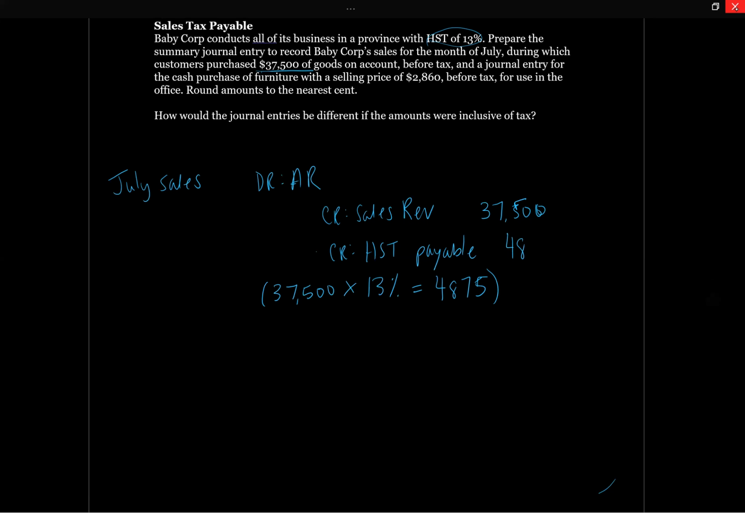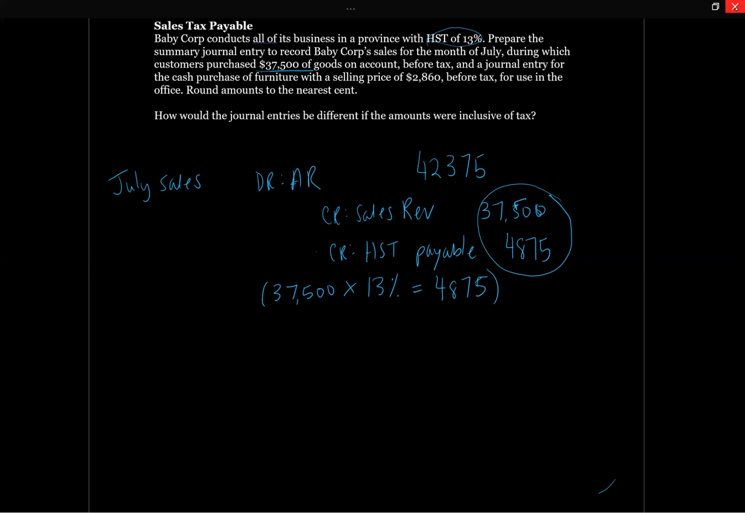So 4,875 here. And then our AR is just going to be the balance because customers are going to owe us this entire amount. They're not going to settle the HST and tax and not settle the sale. They'll either settle the bill or they'll put it on their account. So this is going to give us AR of $42,375.